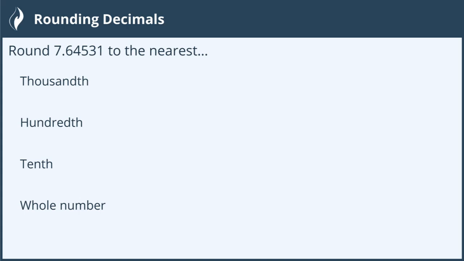Okay, so in rounding decimals, the first thing you need to know is what the place is. Now, all of these have a TH at the end, notice that, except for the whole number. That means that TH tells us it's going to be on the right side of the decimal point. So when we have a decimal point here, we're going to have our decimal point.